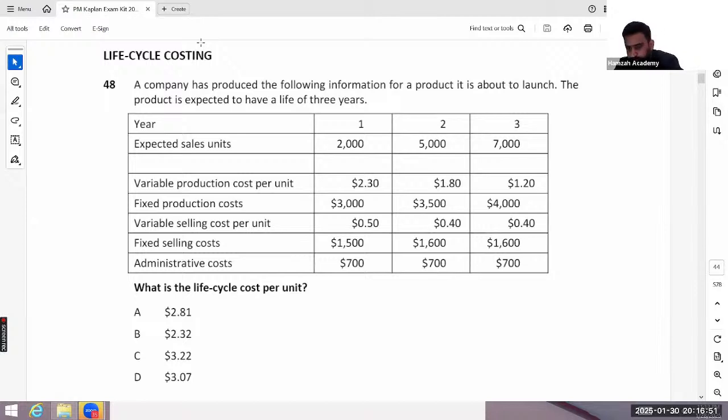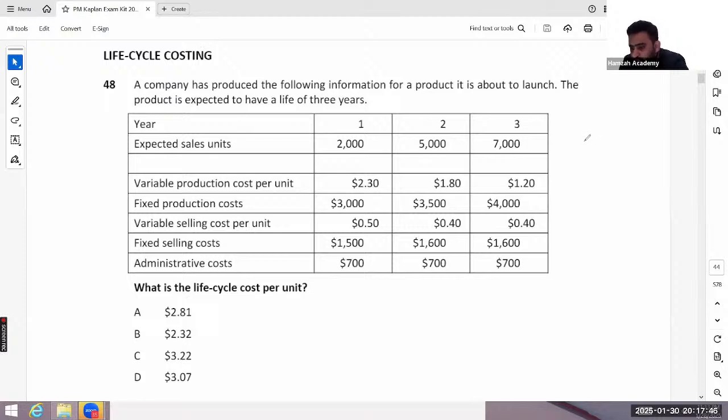Okay, welcome back. So, a question on life cycle costing. A company has produced the following information for a product it is about to launch. The product is expected to have a life of 3 years: year 1, year 2, year 3, and expected sale units 2,000, 5,000, and 7,000. Variable production costs, fixed production cost, variable selling cost per unit, fixed selling cost, and administrative cost are given. The question is, what is the life cycle cost per unit?